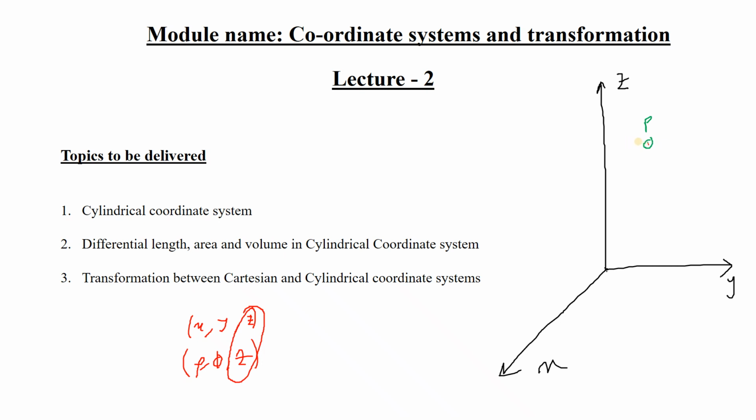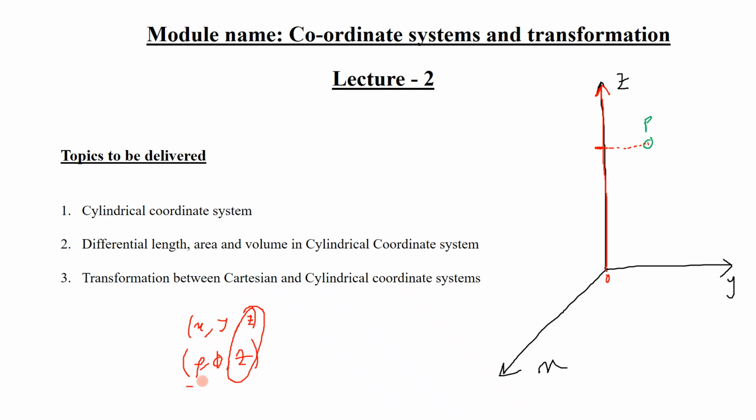Since Z axis is common, the Z axis belongs to both the Cartesian coordinate system as well as the cylindrical coordinate system. This is the origin. So we will measure the height. So this is the height. Now, since z is common, we are getting the height.